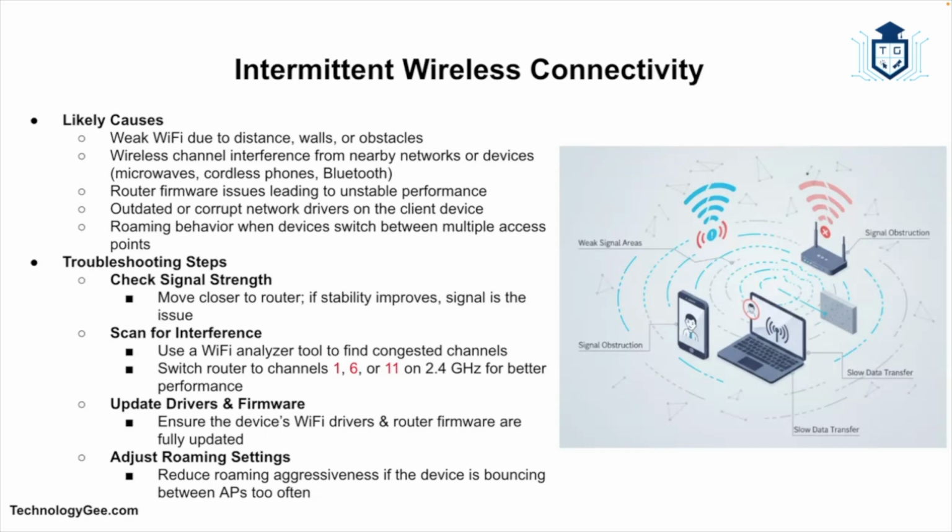So how do you troubleshoot this? Well, you want to check your signal strength, so move closer to the router. If the issue clears up, then signal strength is the culprit. You also want to scan for interference, so use a Wi-Fi analyzer app. Try switching your router to a less congested channel, like channels 1, 6, or 11 for the 2.4 gigahertz frequency. Also, update your drivers and firmware. So make sure your device's Wi-Fi drivers and your router's firmware are current, and disable roaming if needed. So if your device jumps between access points too frequently, then tweak its roaming aggressiveness settings.